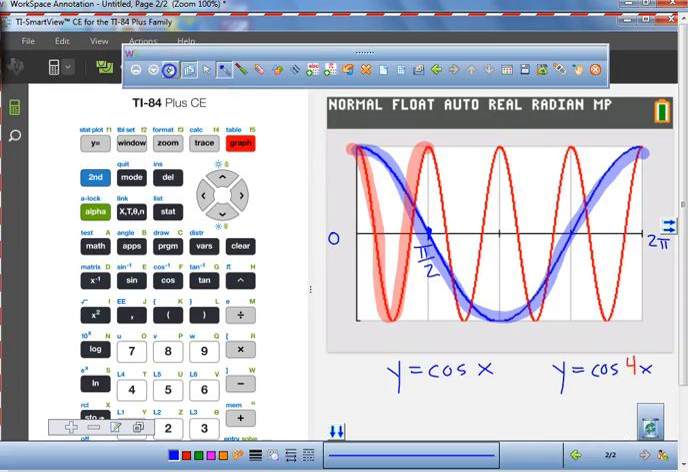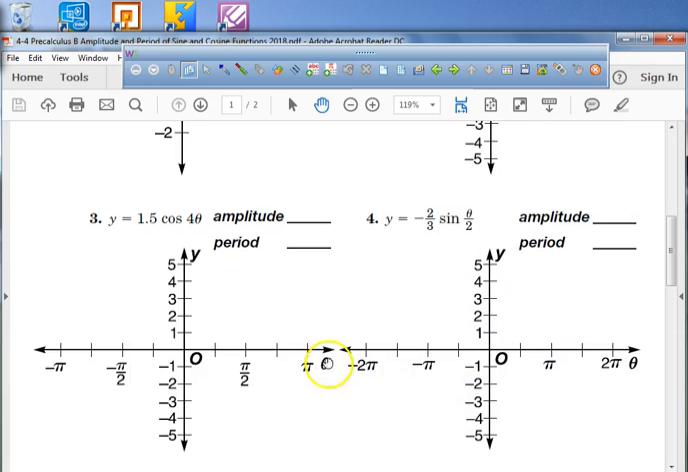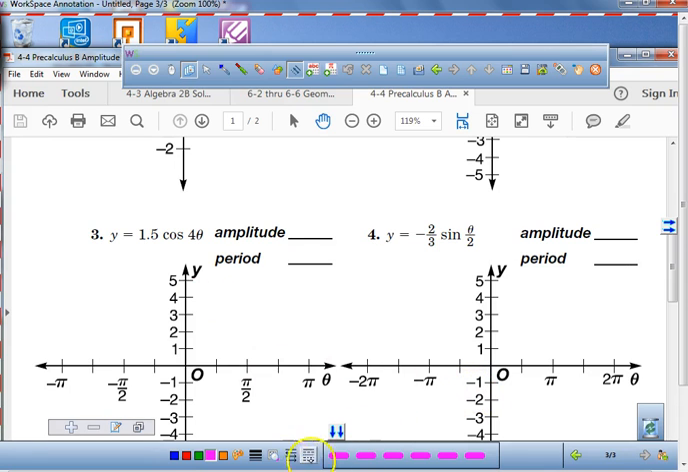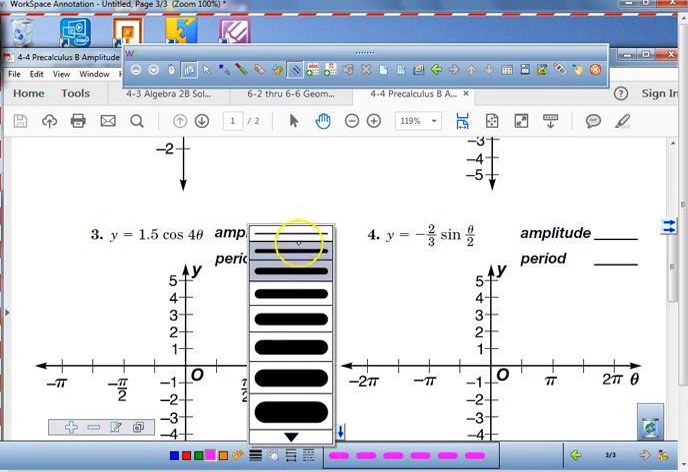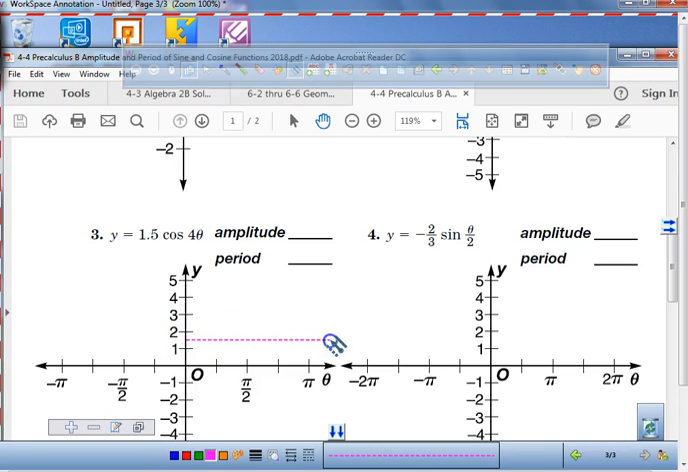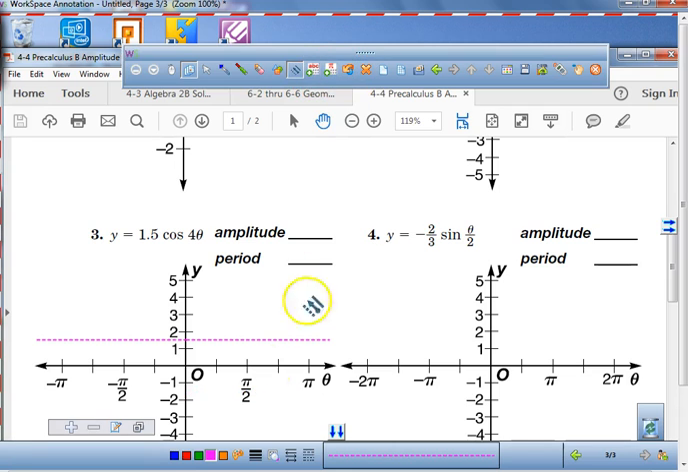Now we're going to go back and graph our function right here. So here's what you should have done on number 3. Right here at 1.5, I want you to draw a dotted line. And right here at negative 1.5, to the best of your ability, draw a dotted line. It doesn't have to be dotted, it could just be nice and long.